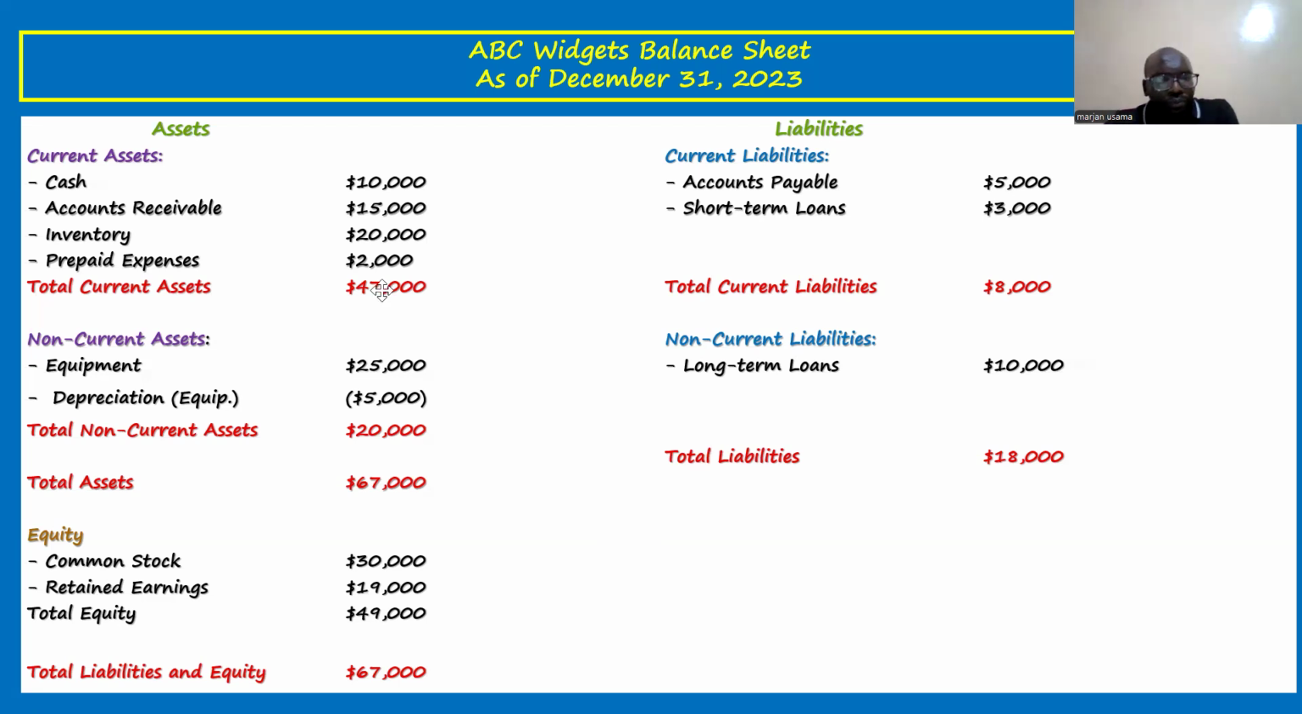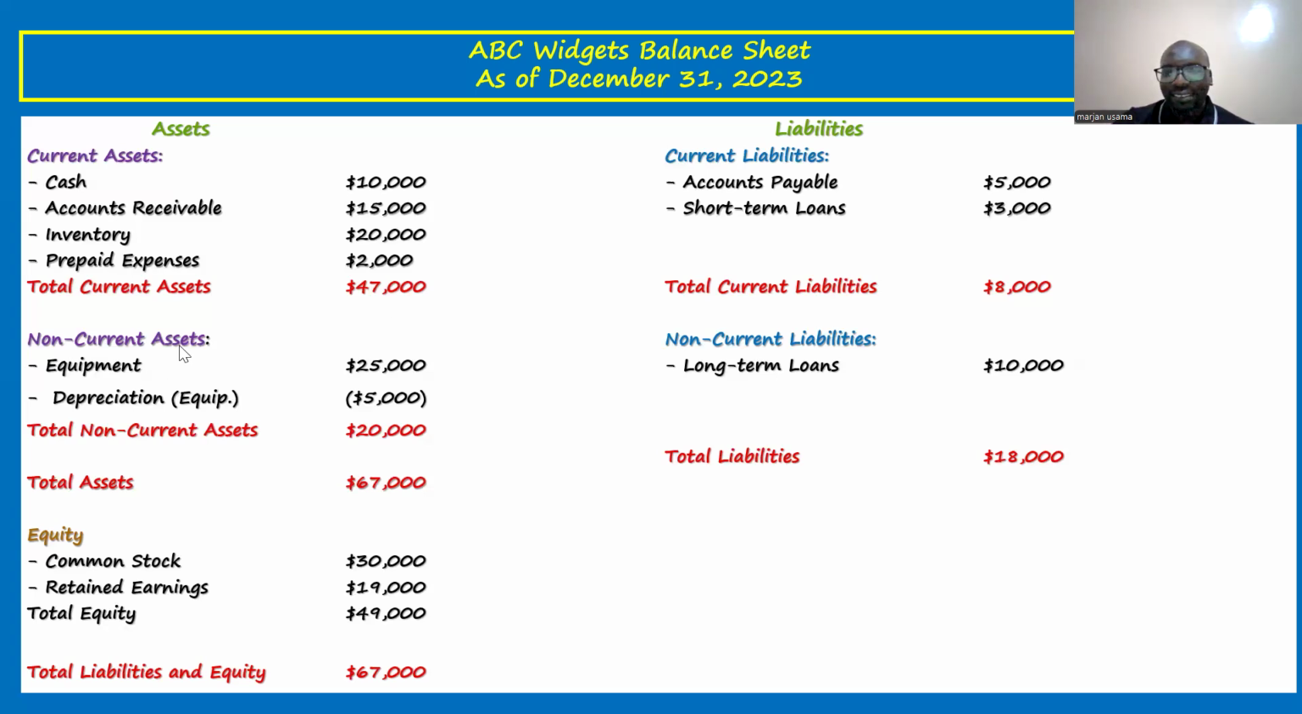Now, if you see, we have the asset side, and we have the liabilities side. So we have the current assets. So you normally have the current assets and their values. So here you have the cash, account receivables, inventory, prepaid expenses. So all of this, the total of our current assets is 47,000.